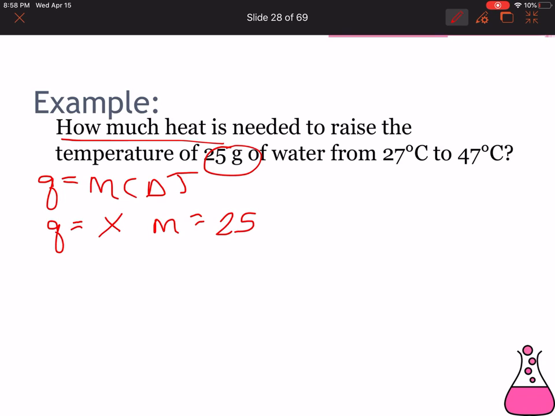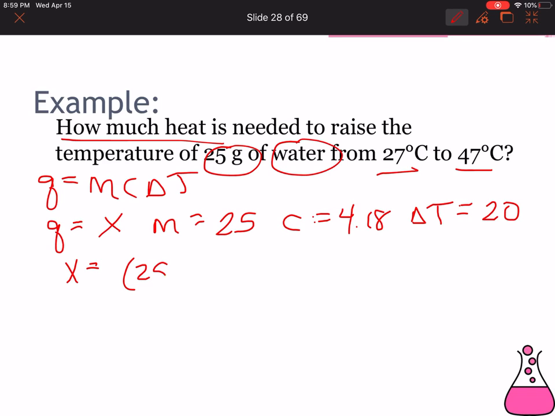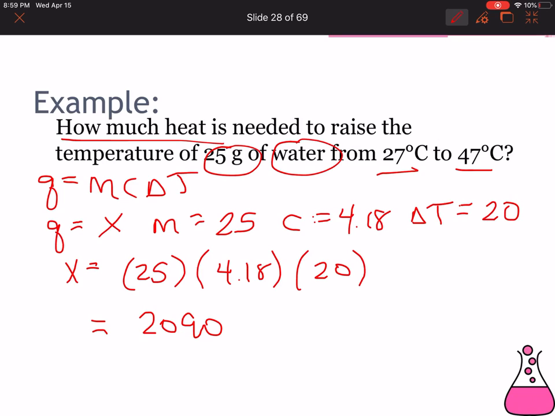M is mass. That would be 25 grams. C, it's water, so I can use 4.18. And my delta T, I take my final, which is 47, minus my initial, which is 27, gives me 20. So I have X equals 25 times 4.18 times 20. Multiply those together, it should come out to 2090. I check for my sig figs, I only want 2, so I take the first 2, and that should give me 2100, and my unit is joules.